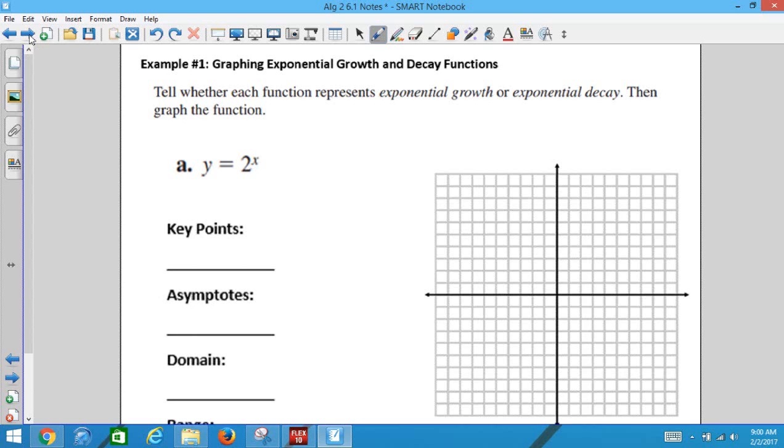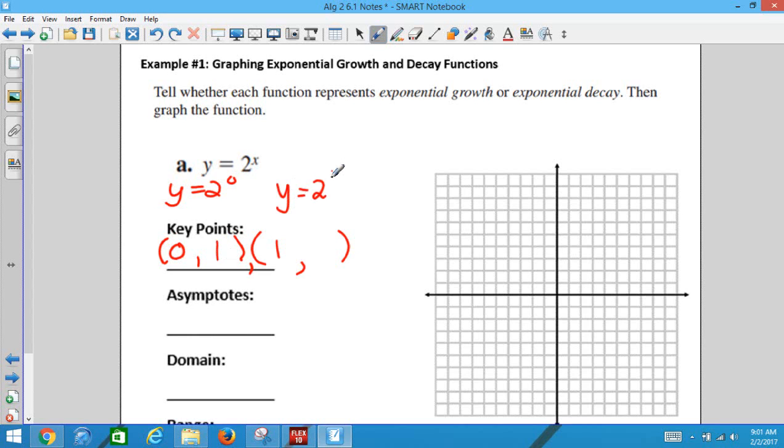This is similar to the money question, where we're doubling it every time. So our key points, what do we plug in? We plug in 0, and we plug in 1. So let's plug in 0. Y equals 2 to the 0. It's anything to the 0 power. 1.